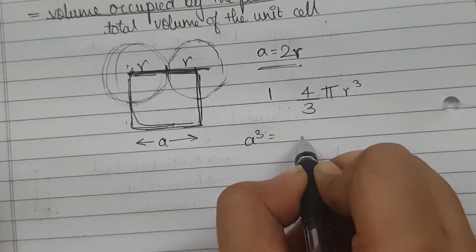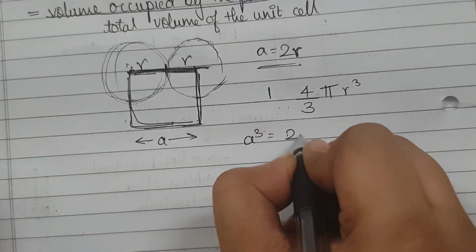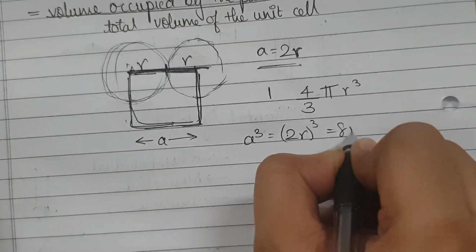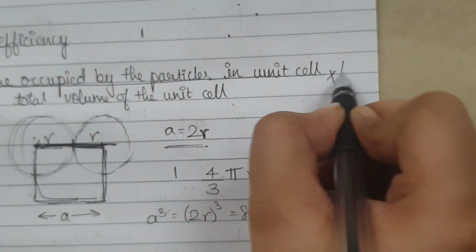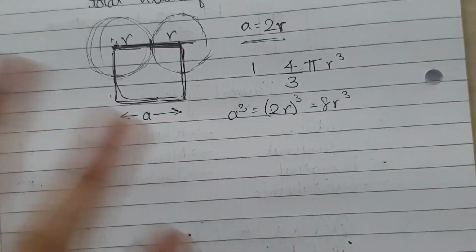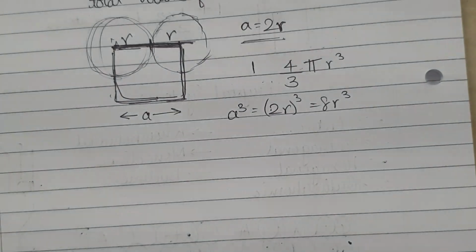तो A cube होना चाहिए. But since it's 2R, so that's 2R cube, that is 8R cube. Now to find the packaging efficiency, it's not just this, okay? You'll be multiplying this by 100. Since it's efficiency, you'll be multiplying it by 100%. में answer आएगा, right?